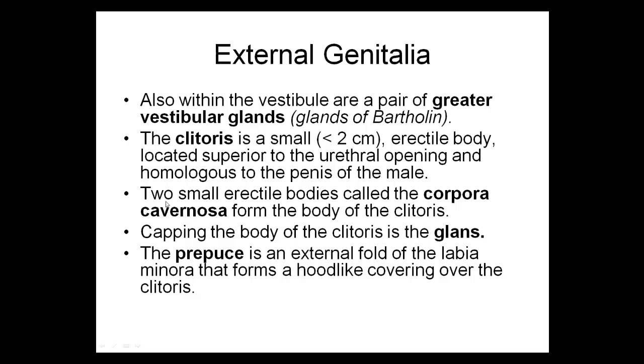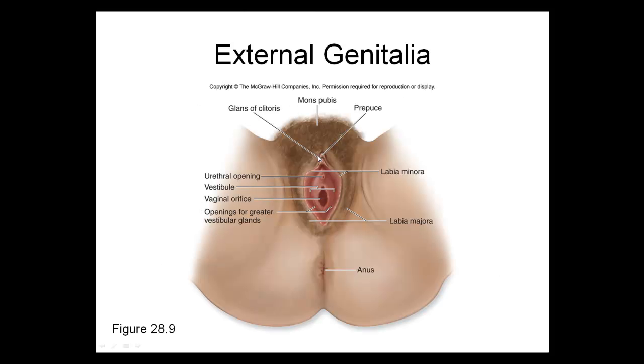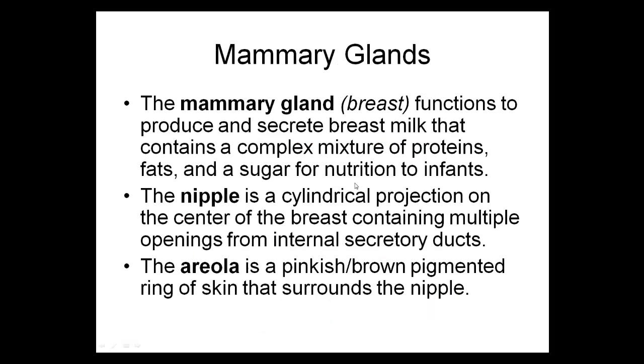The composition of the clitoris is made by corpora cavernosa, which is erectile tissue. We will learn more about the erectile tissue when we get to the penis counterpart, because it's pretty much the same kind of structure. Now, capping the body of the clitoris is the glans, which is what is seen from the outside. The prepuce of the clitoris is a thin external fold from the labia minora that forms a hood-like covering over the clitoris, and we can see that over here. That's the prepuce, and the clitoris over here.